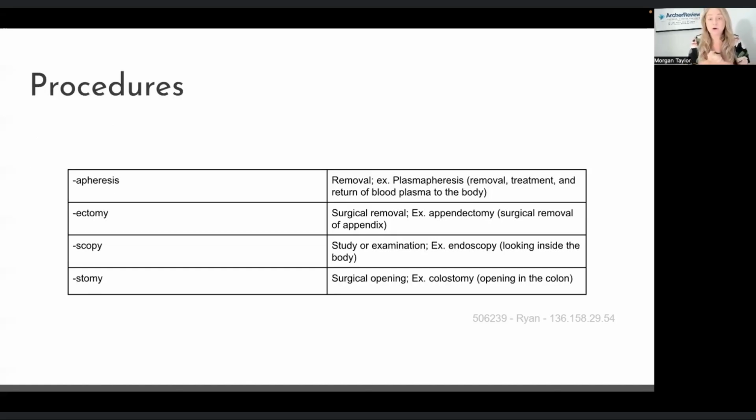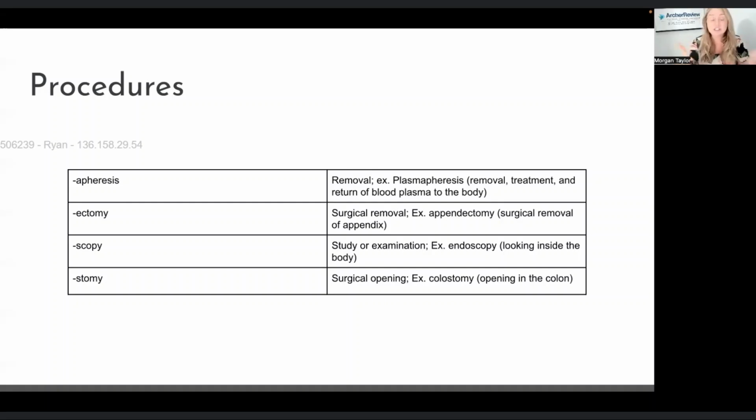For example, when a word ends in apheresis, we're talking about the removal of something. So a common example is plasmapheresis. Plasma is removed, treated, and returned to the body. Now, if the word ends in ectomy, we're talking about a surgical removal. So an appendectomy, a colectomy, right? Removal of that organ. If we see a word ending in scopy, S-C-O-P-Y, we're talking about a study or examination. Endoscopy, a study inside the body. Colonoscopy, a study of the colon.